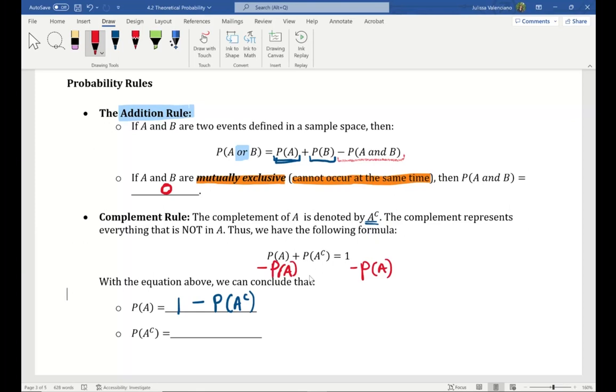We could also take this formula and solve for the probability of the complement of A. In that case, we would need to subtract by P of A on both sides. Again, why? Because we want P of the complement of A to be by itself here on the left-hand side. So that is why I'm subtracting by the probability of A. Once we do that to both sides of the equation, we're going to have the probability of the complement of A by itself on the left-hand side. On the right-hand side, we're going to have 1 minus the probability of A.